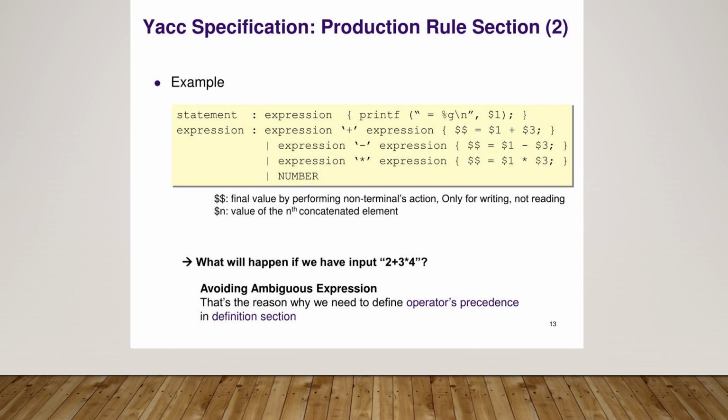And the next one is Yacc specification production rules. Here is an example: the statement, expression, printf, and some of the symbols have been given. Here are some of the expressions which will be included: addition, subtraction, as well as multiplication. The final value of the non-terminal is for writing only, not reading, and the value of the nth concatenated element is also available. What will happen if you have input 2 plus 3 times 4? Avoiding ambiguous expressions is the reason why we need to define operator precedence in the definition section.